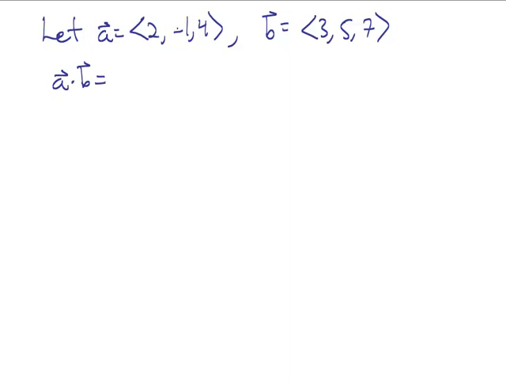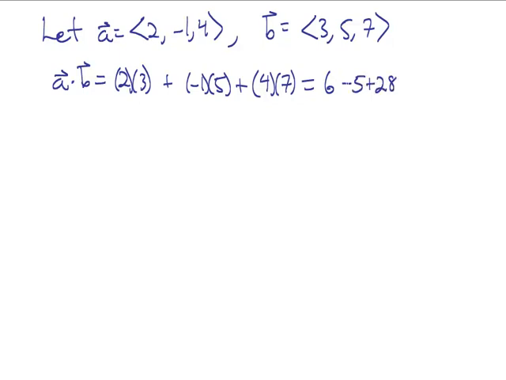Easy enough. I take the first components, multiply them together, 2 times 3. I should be careful using that dot there for multiplication. That is a very specific meaning. Plus the product of the second components, negative 1 times 5, plus the product of the third components, 4 times 7. And that gives me, again, 6. Let's see, minus 5 plus 28. That's 1 plus 28, or 29.